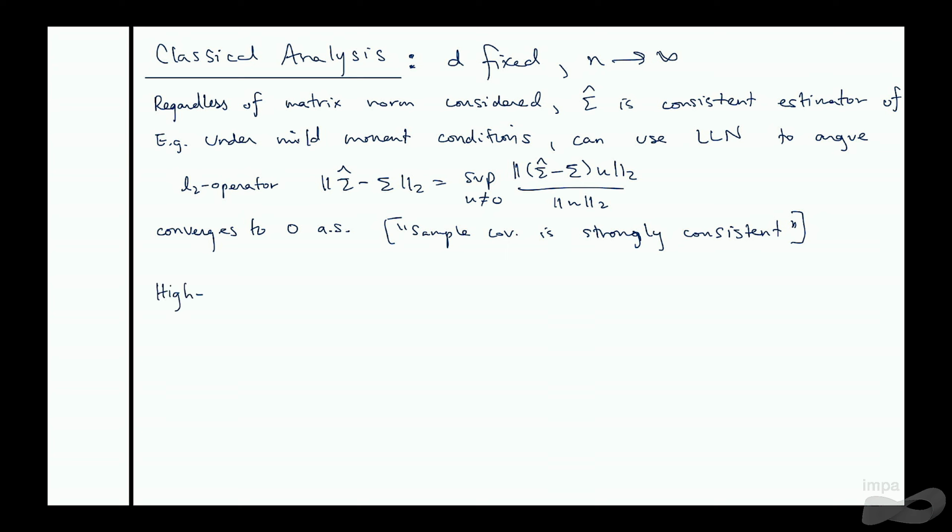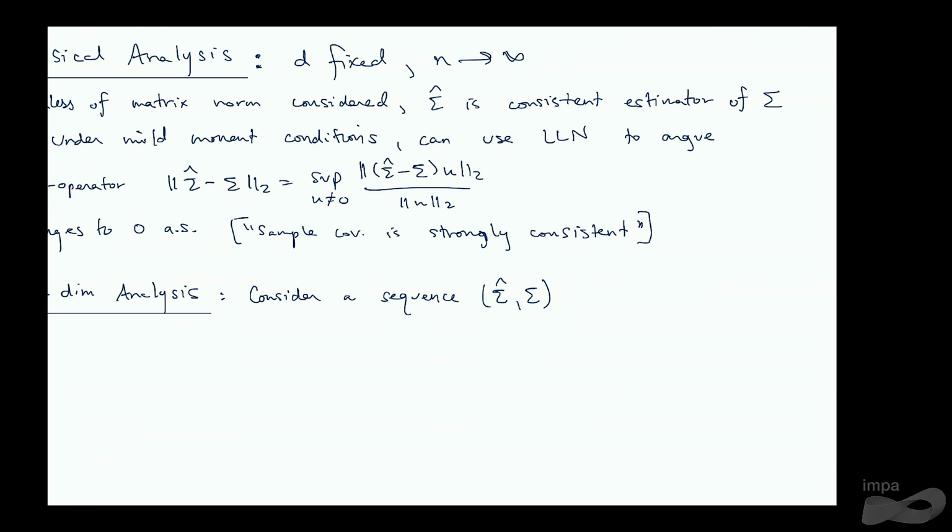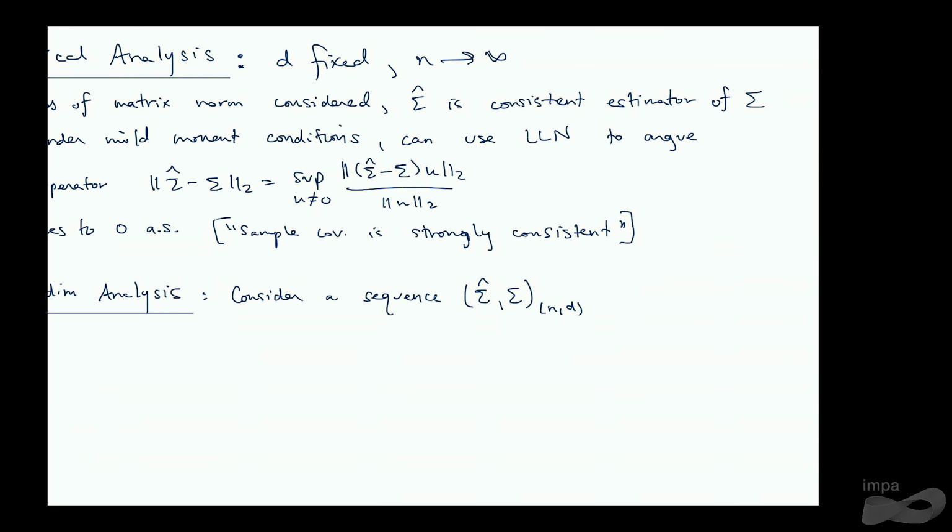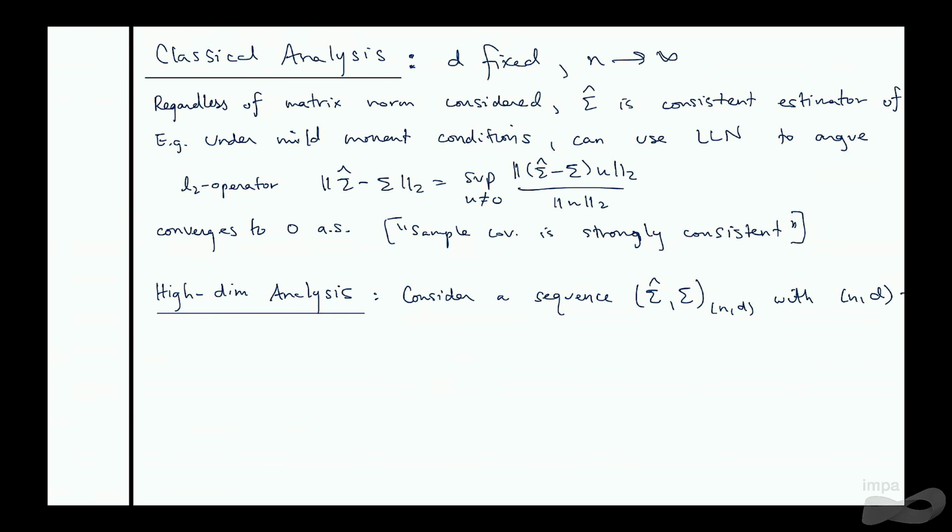Now if we look at high dimensional analysis, this asks how this estimator works if the dimension of our data is also growing. In this case, we're going to consider a sequence sigma hat, sigma, parameterized by n and d, with n and d both growing. We'll look at the same proportional asymptotic regime, where d over n converges to alpha, some value in (0, 1).